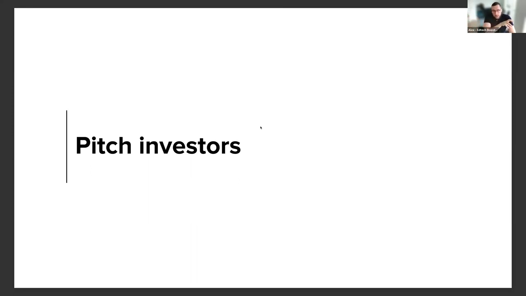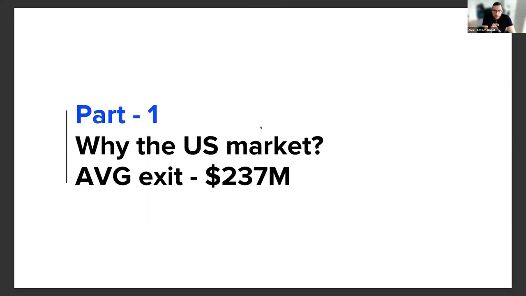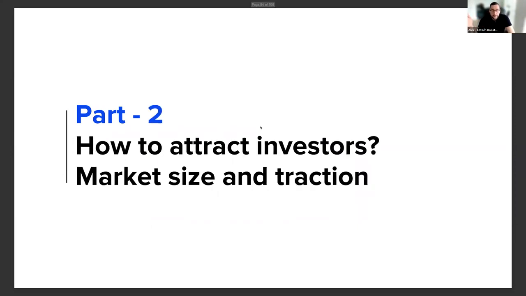So let's revise what we discussed. First, why the US market? Again, if you want to make a classical business, probably it's not for you. You can make it in your local market, no problem. But if you go to the US market and you're going to win, the average exit is 237 million. And you remember the paradox, like 9 years of my life could be converted into 100 million or 2 million. How to attract investors? Market size and traction. This is the most important.